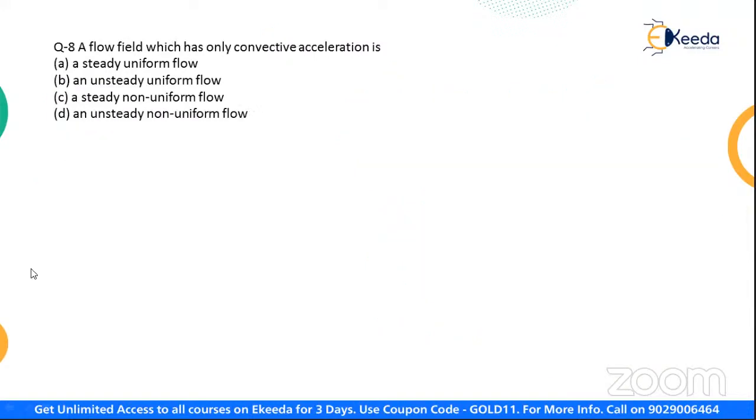Moving on to the next question, that is question number 8. A flow field which has only convective acceleration is. As we have discussed in the theory part, this acceleration is made up of two components, that is the convective acceleration and the temporal acceleration. That means acceleration may be varying with the time, or it may be varying with the space.